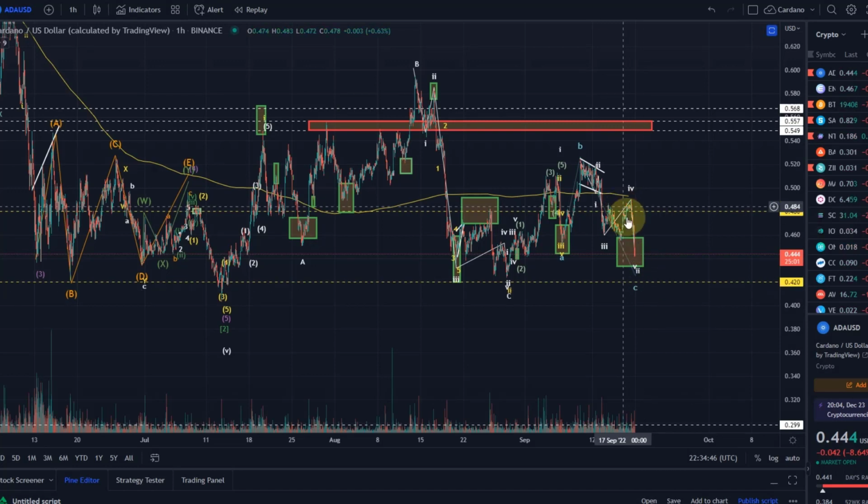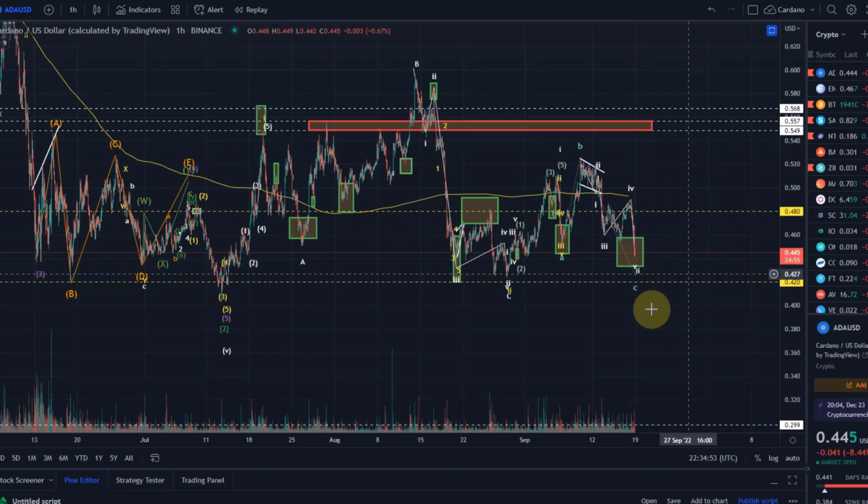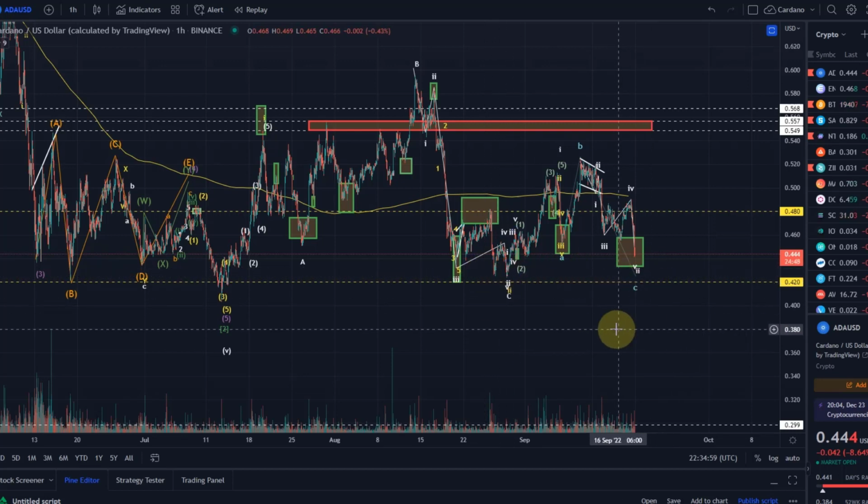In the bullish count, I'm not sure if we can still hold this. That's sort of the last resort here at the 43.3 cent level to turn it around, but it's not looking likely anymore. Okay, and that's my update about ADA.